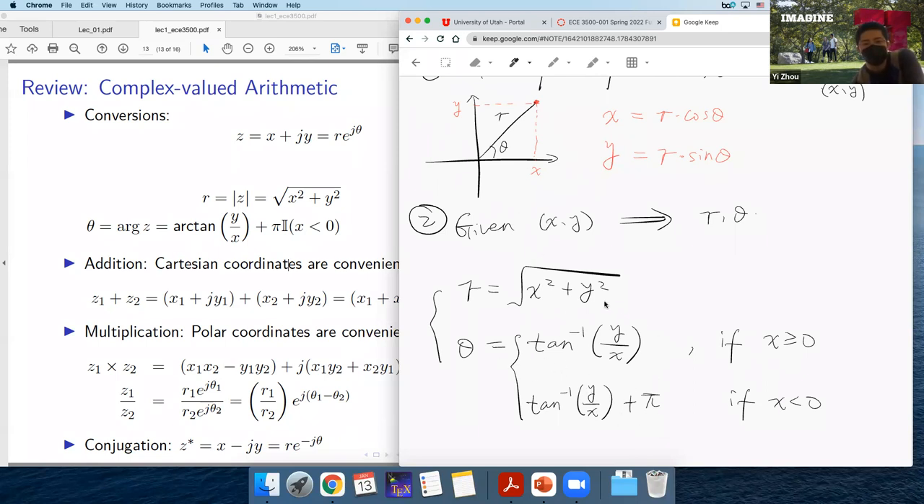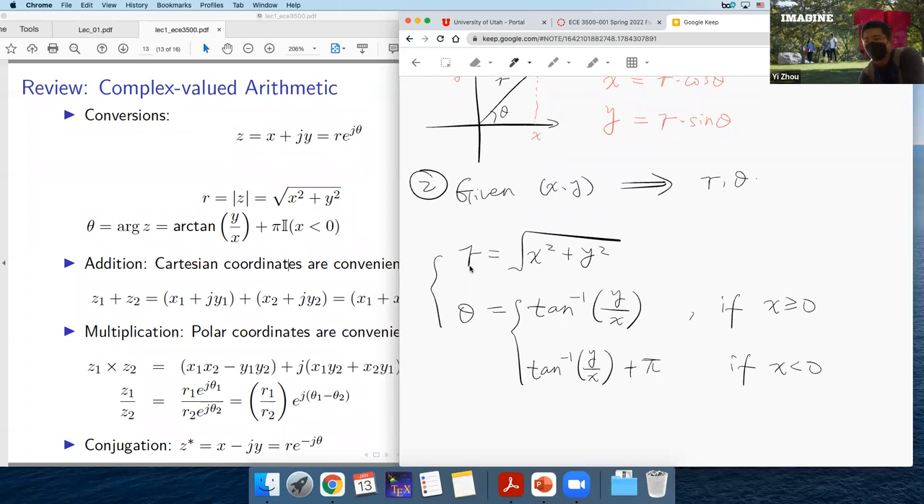This is because the arctangent function can only give you an angle between negative pi over two and pi over two. So you need to add that extra pi so that we can cover the entire range of all the angles. But anyway, following these two formulas, once we are given the Cartesian coordinates x and y, we can calculate r and theta. Okay, any questions?